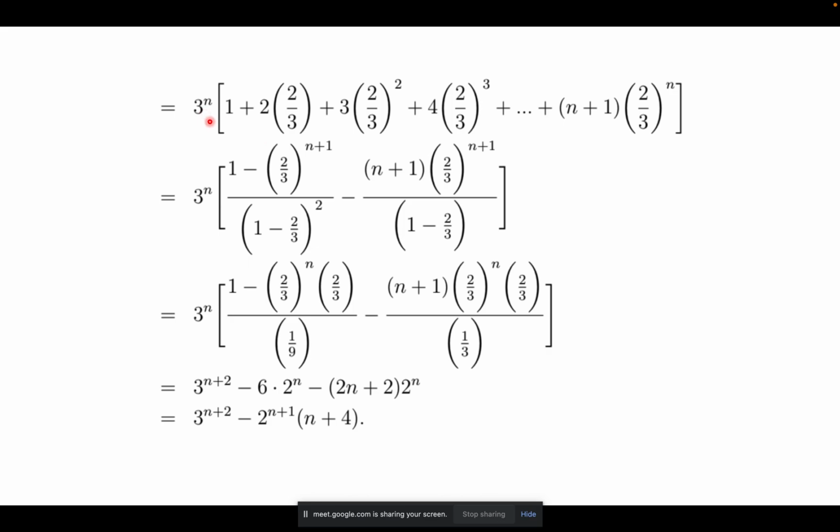So now if you just expand it, you can write it as 3 power n times [1 plus 2 times 2 by 3 plus 3 times (2 by 3) square plus 4 times (2 by 3) whole cube, and similarly going up to n plus 1 times (2 by 3) power n]. So this is nothing but a combined arithmetic and geometrical progression series, and it's very easy to write the general expression of this complete AP and GP series.